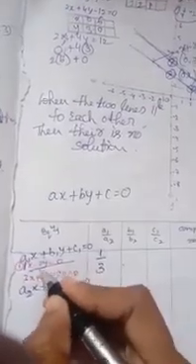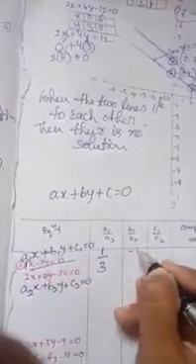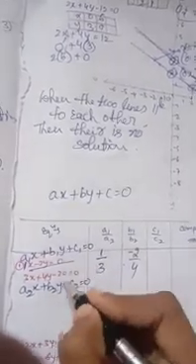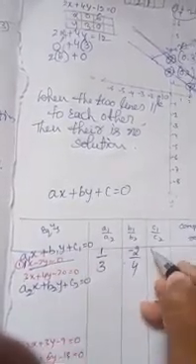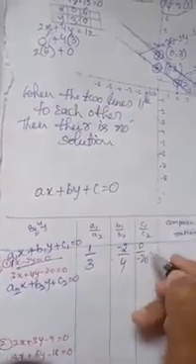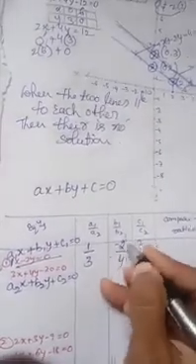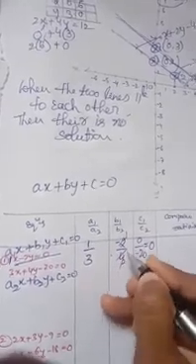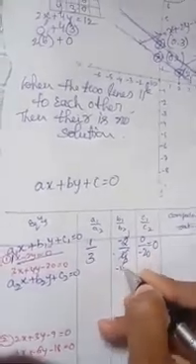In the second, minus 2 by 4. c1 by c2 means there is no c1, so 0, and c2 is minus 20. Therefore it is equal to 0. 2 1s are 2, 2 2s are 4, means minus 1 by 2.